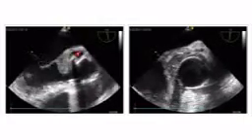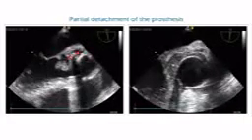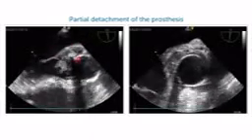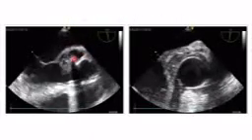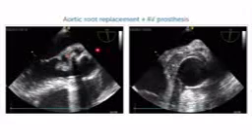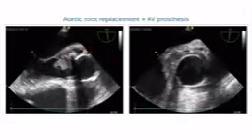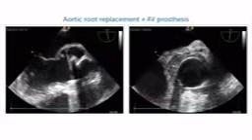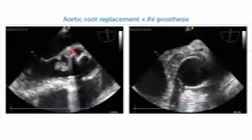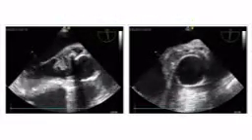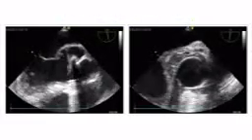We see that there's partial detachment of the prosthesis here. Now remember, this is a combined aortic root replacement with a valve. So this is actually the tube of the aorta that you see here, and this is the prosthesis, which is kind of detached here. So a very severe form of endocarditis.